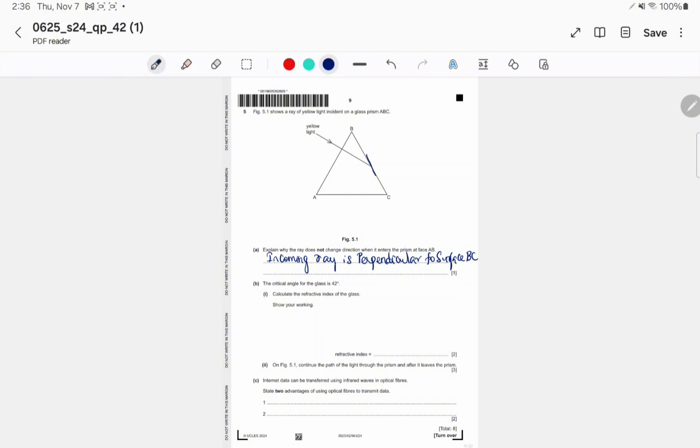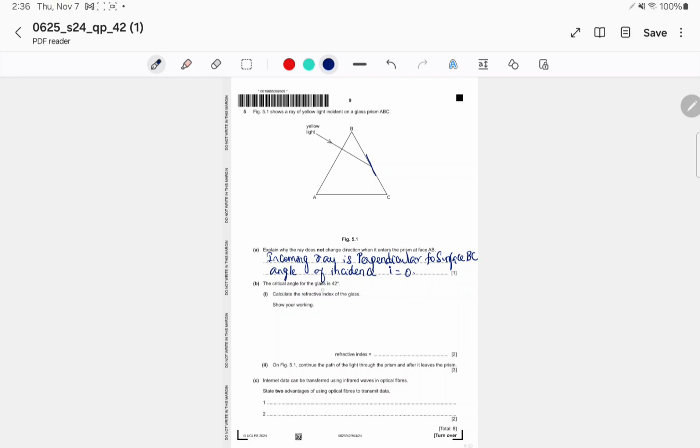It is not refracted, or in other words, the angle of incidence i is equal to 0. This is the condition for this to happen.